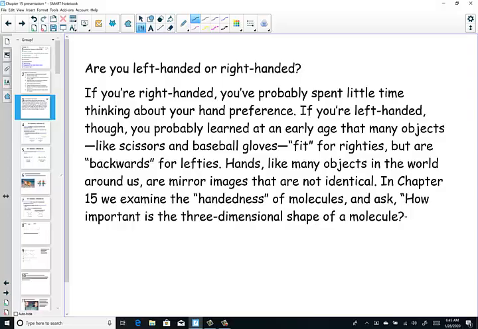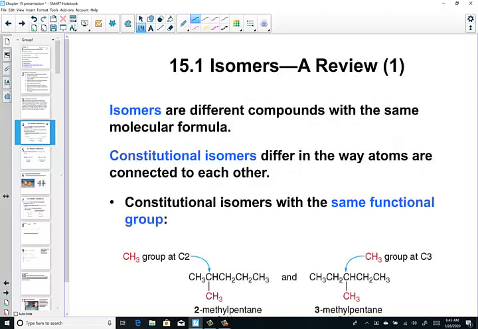And we ask, why is that important? Why is it important to understand the three-dimensional shape of a molecule and be able to apply that shape in a biomolecule pathway? So our first section, you have your notepad out for chapter 15.